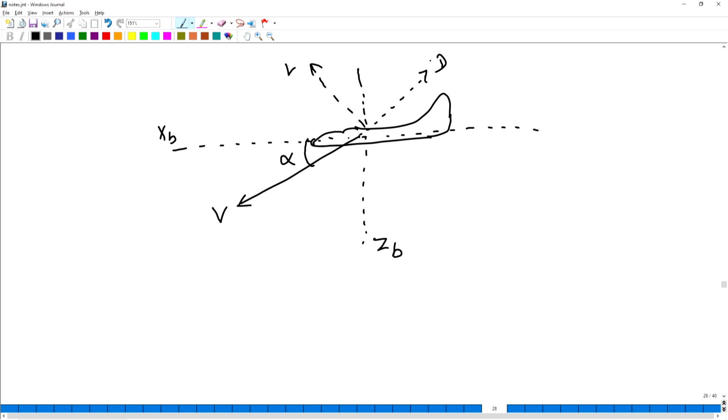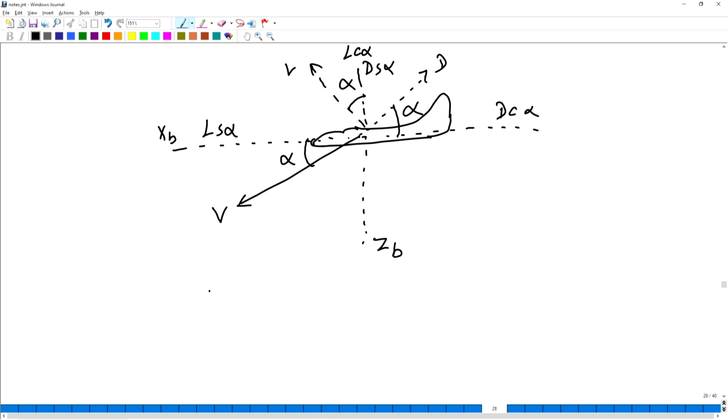This is drag. If this is the attack angle alpha, then this will also be alpha, and this angle will also be alpha. So what we'll do is transform these lift and drag forces to the body axes. Beginning with the lift force, here it will be L cos alpha, and here it will be L sin alpha. Similarly, resolving the drag force, here it will be D cos alpha, here we have D sin alpha.